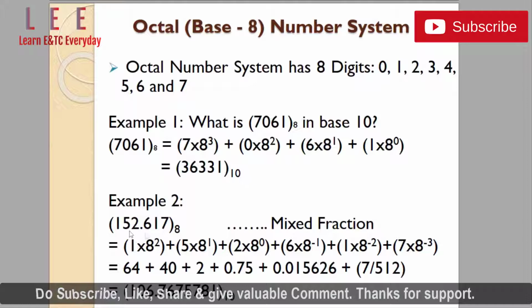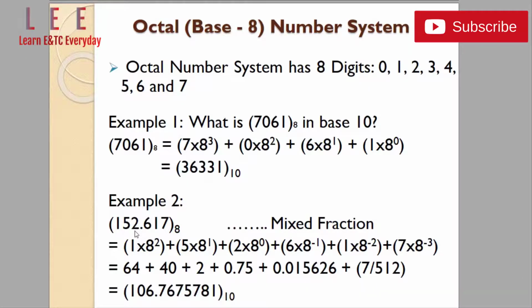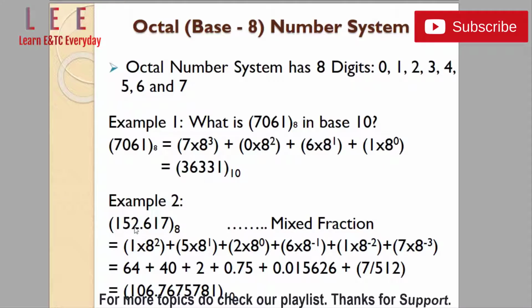This is a mixed fractional number. For a mixed fractional number, we have to use positive powers and negative powers. Positive power for the integer part, and negative power for the fractional part. But where do we start? We always start from where the decimal point is. This is called the LSD, the least significant digit. So this is 8 to the power 0, this is 8 to the power 1, this is 8 to the power 2.